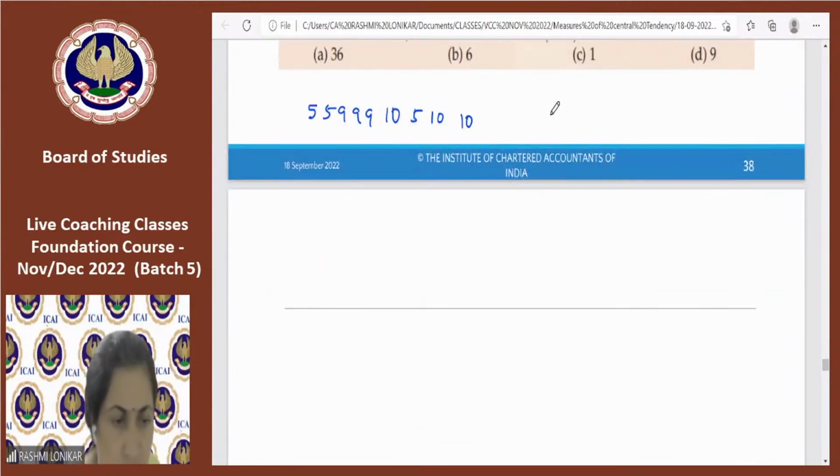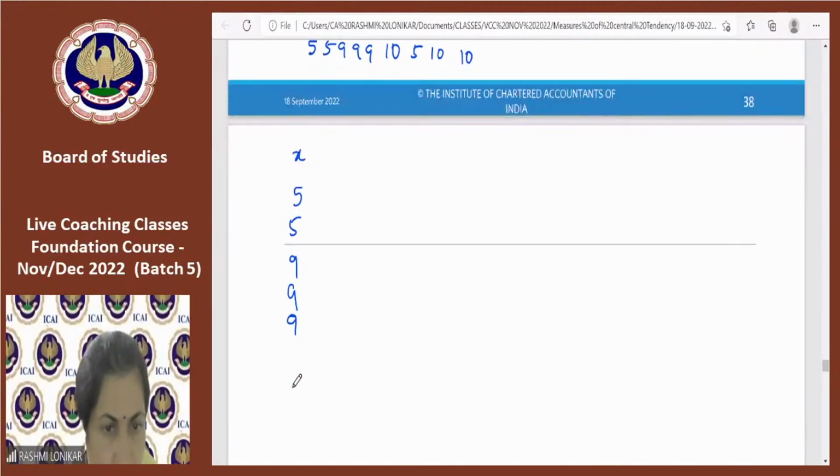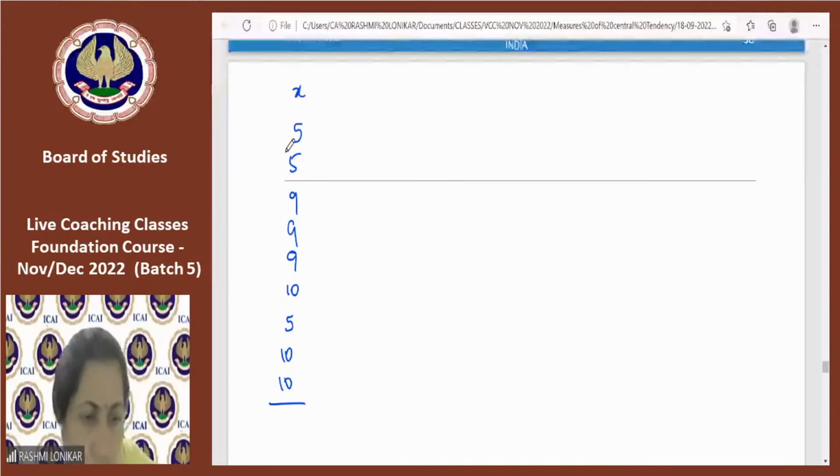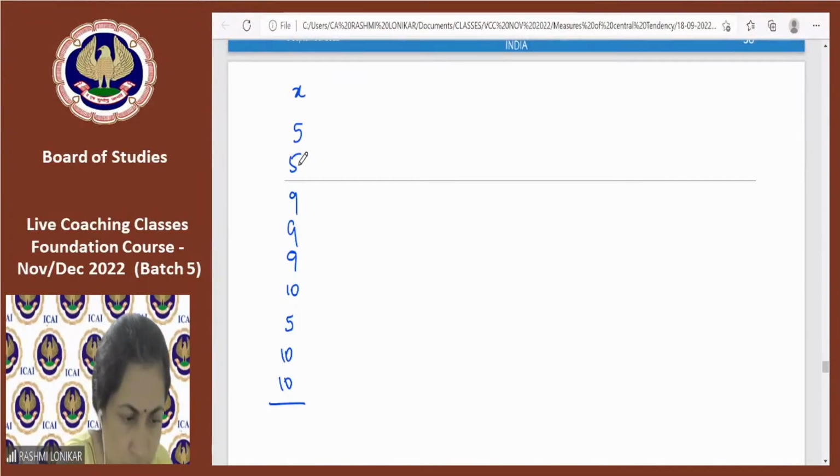Let us see. So x is what? 5, 5, 9, 9, 9, 10, 5, 10, 10. How many 5s are there? 3. So 3 5s, 15, plus 3 9s, 27, and 3 10s, 30. So the summation is 72.